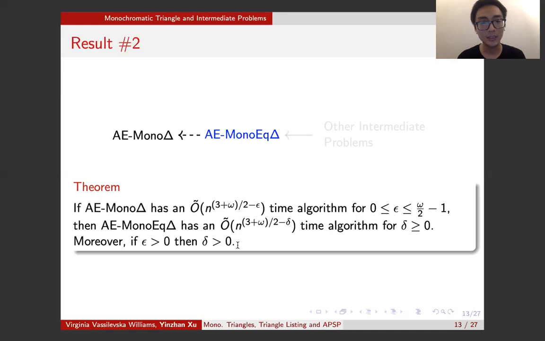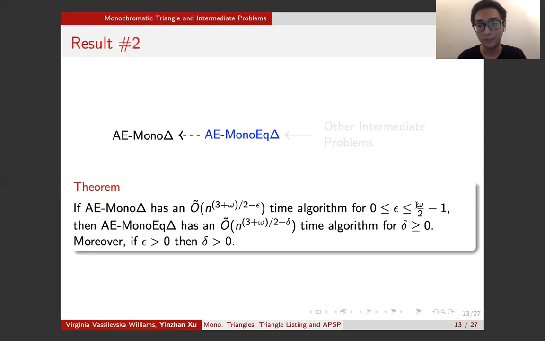Now the trickier case is when epsilon is positive. When epsilon is positive, this theorem shows that if we can improve a little bit over the current best algorithm for all-address monochromatic triangle, then we can also improve this all-address monochromatic equality triangle. And thus, by our previous theorem, improves other problems like maximum product.